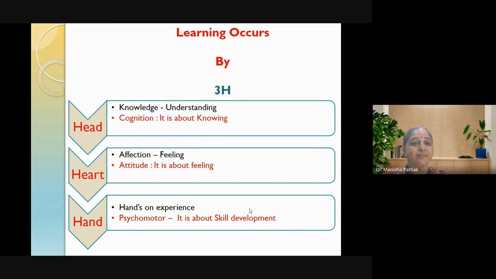If we see here, learning occurs by 3H. The teacher teaches or delivers a concept, and there is some addition to the knowledge of the learner, who understands and learns. I appreciate, very good, learning by interaction between learners and teachers. I appreciate those who have reflected.